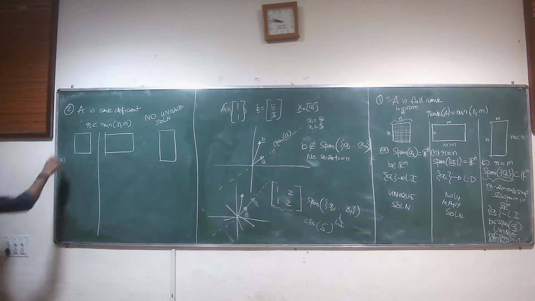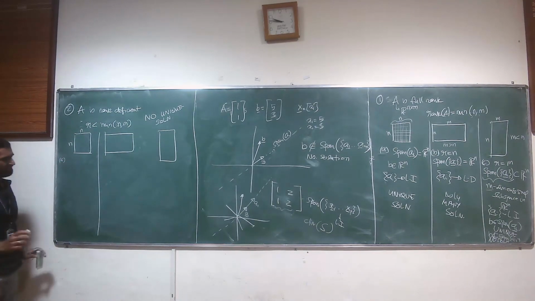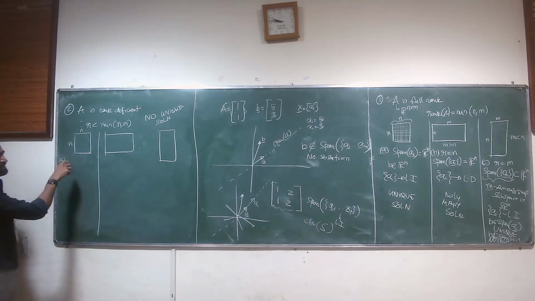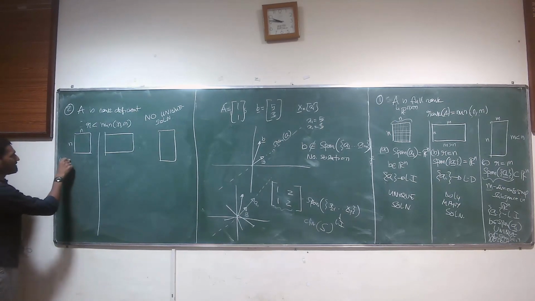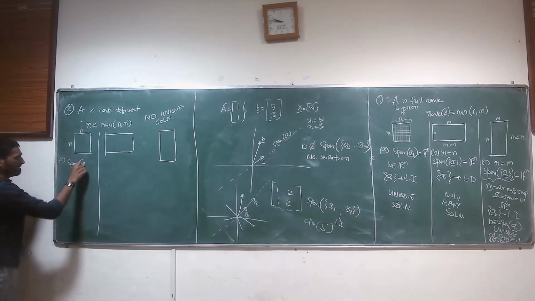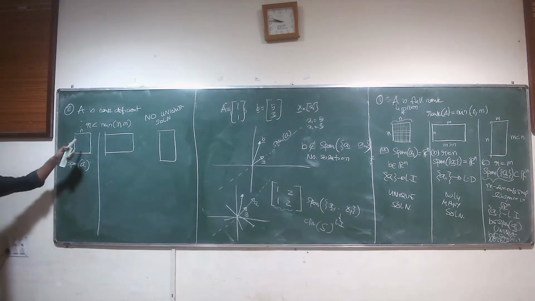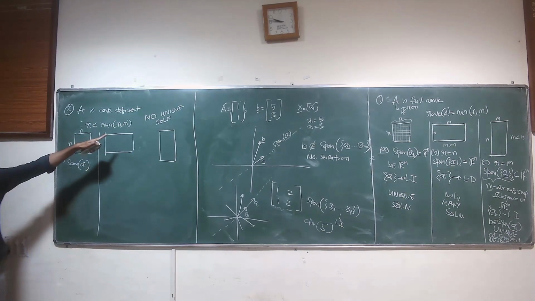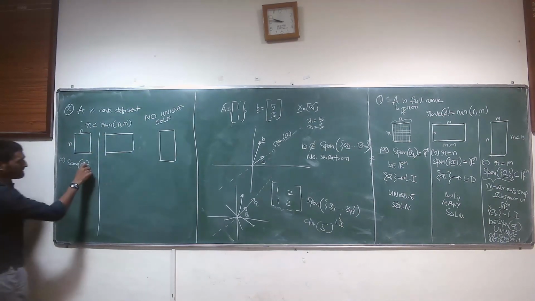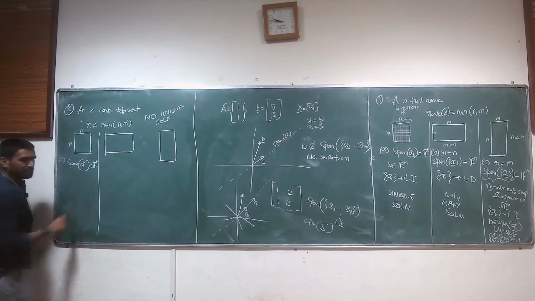What possibilities do you have? The columns don't form a linearly independent set. Okay, that means unique solution is gone. What is the span of the columns of A? Is it Rn? Let's say the rank is R. Can you span all of Rn if the rank is less than n? You can't. So this will be a subspace, right?